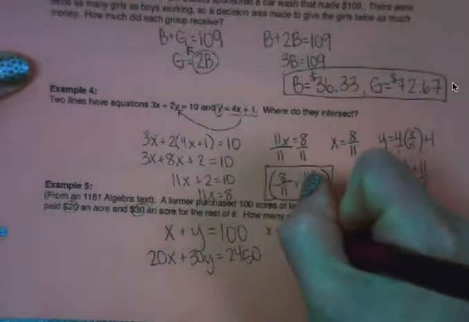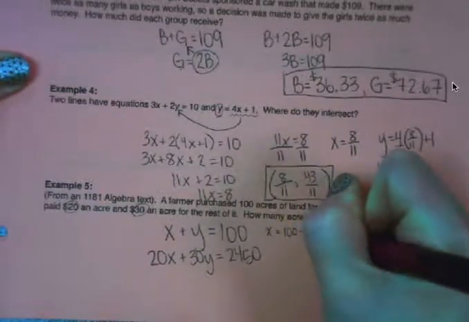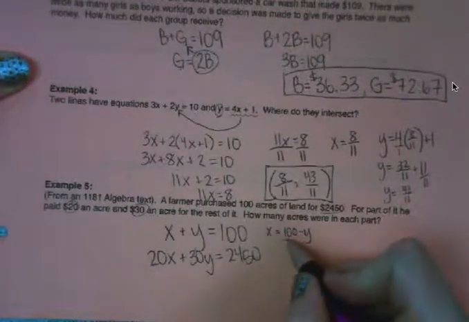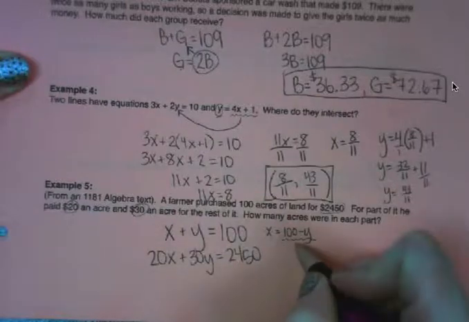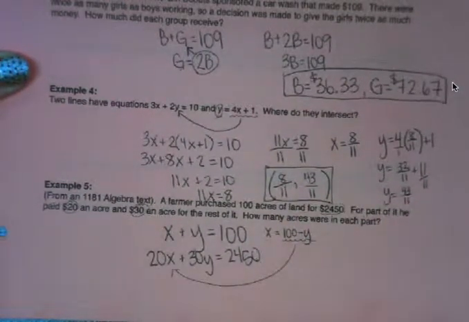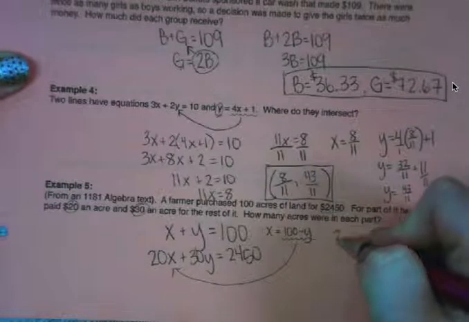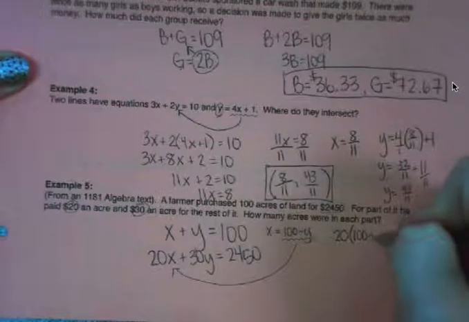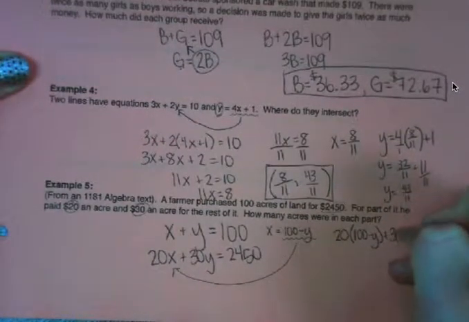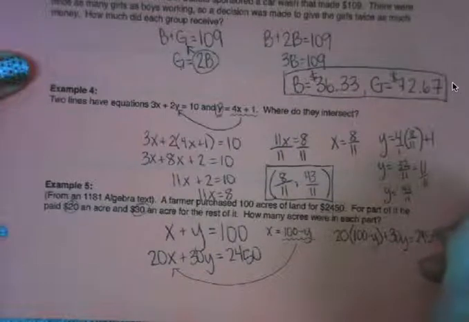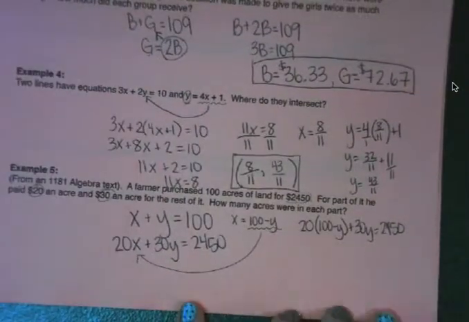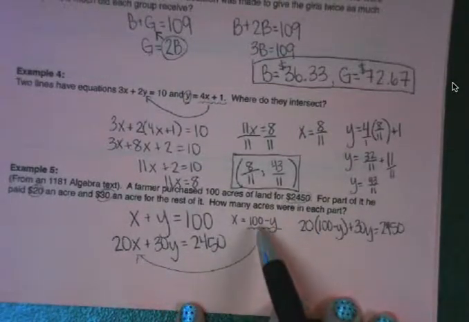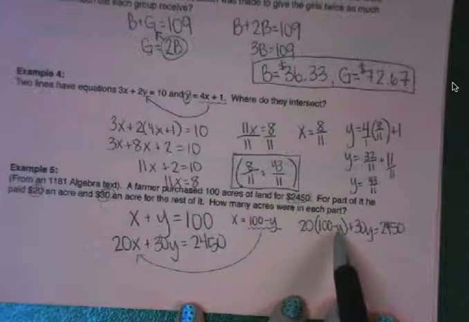I'm just going to subtract y to the other side. And now I have something solved for. So I'm going to plug in the value of x here in for my variable there. So I'm going to have 20, I'm not going to write x, I'm going to write 100 minus y, plus 30y equals 2450. So again, that's this equation written all with y's because I wrote the value of x in terms of y.